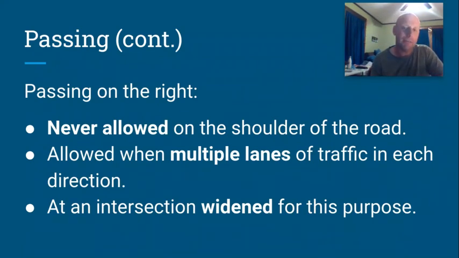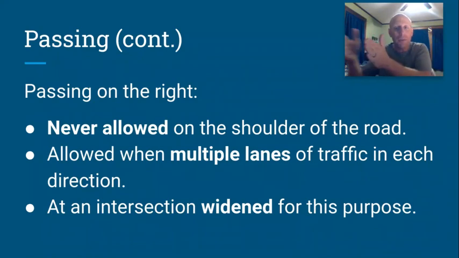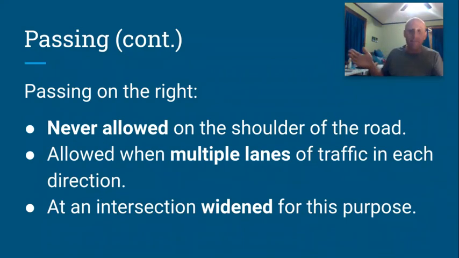Passing on the right. Okay, so there are times that this is okay and times that this is not okay. Never allowed on the shoulder of a road. So you've got the roadway, that's the paved part, and then there's oftentimes a white line marking it, or sometimes there's not a white line marking the edge of the road. But once you get past that white line or past the edge of the pavement, you're onto what's called the shoulder. Okay, you think of the road as your head, and what's past your head is your shoulder. Are you allowed to pass on the shoulder? No, you're not. Never allowed to pass on the shoulder.